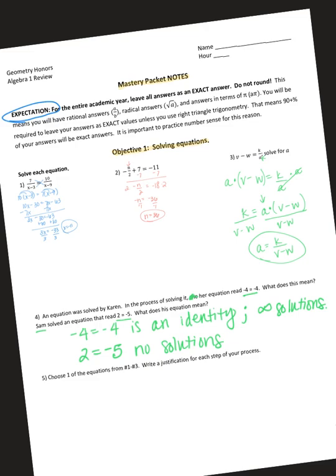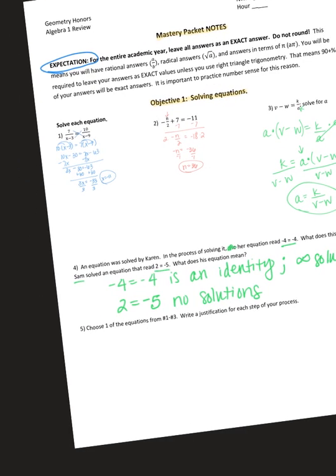All right, number 5 asks us to choose one of the equations from number 1 through 3 and write a justification for each step of your process. So I'm going to do number 2. So I'm going to switch colors so we don't get things mixed up here. And I'm going to justify number 2.